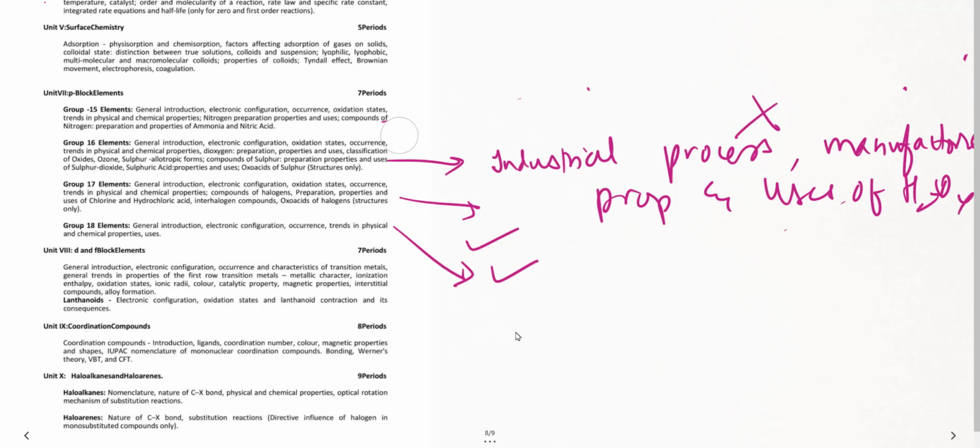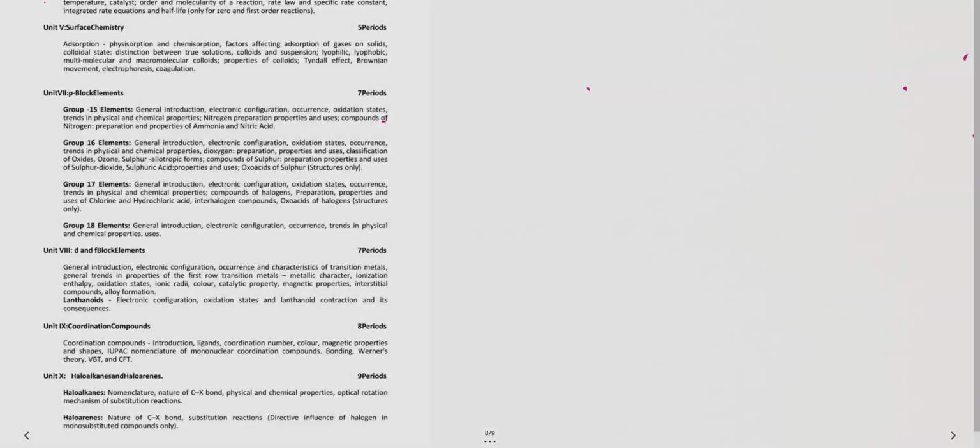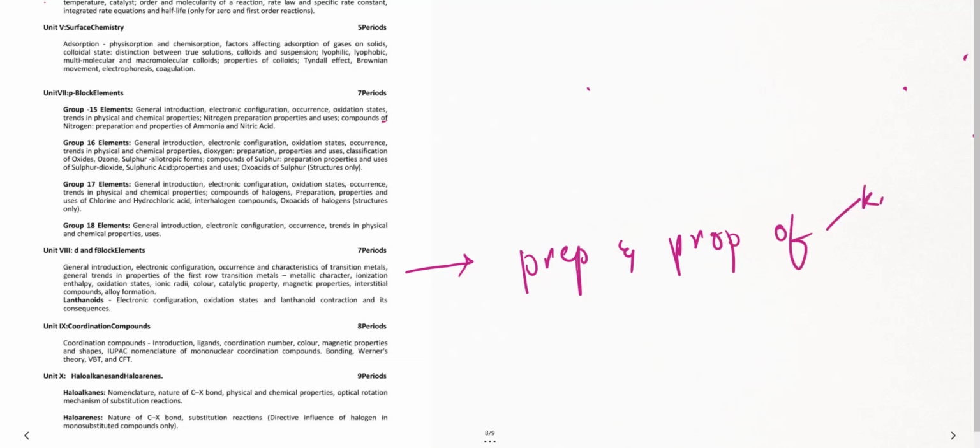This is fine, students. Now let us come to D block, D and F block. So let us erase this whole thing. Now when it comes to D and F block elements, one important thing you need to remember: the topic which is deleted is the preparation and properties of two things, one is KMnO4 and one is potassium dichromate, K2Cr2O7. Both are deleted. I don't know why they have deleted such an important topic.